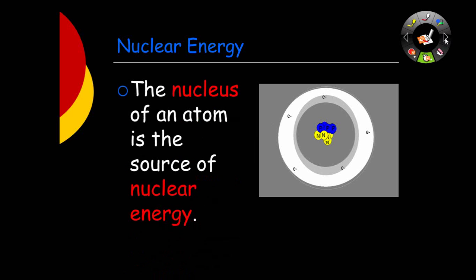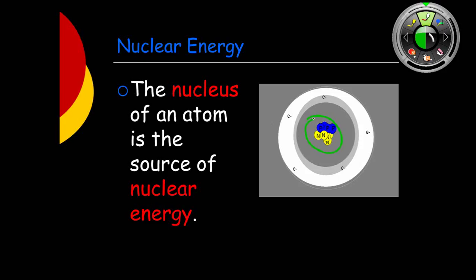Nuclear energy. The nucleus of the atom is the source of nuclear energy. In this particular picture, the stuff in the middle is the nucleus. The nucleus has the protons and neutrons. Protons have a positive charge, while neutrons have a negative charge. When we break down that particular nucleus is how we get atomic bombs. We'll talk about that a little bit more later.